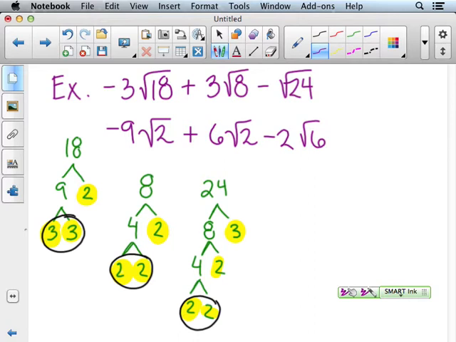Now still, we don't have all the same radicands. That's okay, we can't simplify anymore, so that just means that the ones that we can combine together are these two terms, because they both have square root 2's. When I combine them together, I get negative 9 plus 6 is negative 3. So negative 3 square root 2 minus 2 square root 6. Final answer.